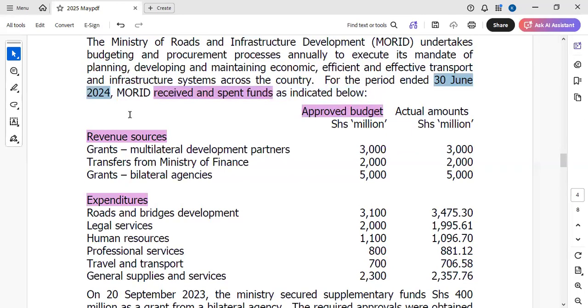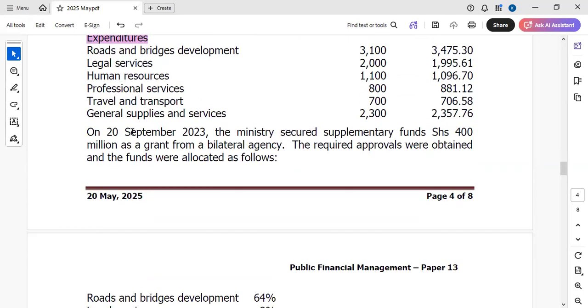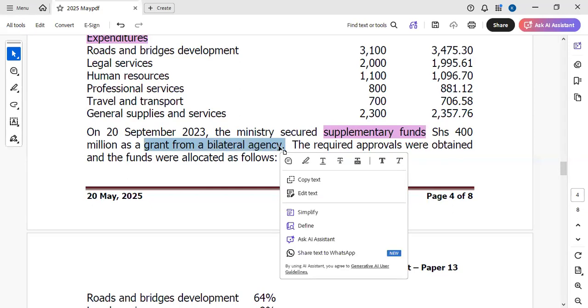First July 2023. But they are telling us that on 20th September 2023, the ministry secured supplementary what? Start now analyzing critically. The ministry secured supplementary funds worth shillings 400 million as grant from what? From a bilateral agency. Okay?